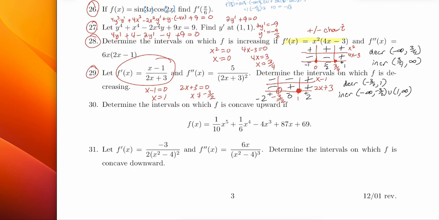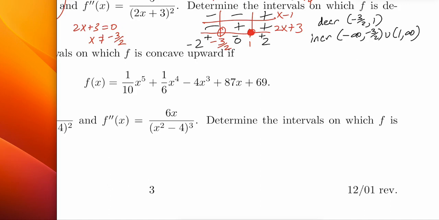If we could take a look at problem number 30. It says to determine on which intervals that f is concave upward. Now, remember that for our first derivative, the intervals where the first derivative is positive is increasing, negative is decreasing. The intervals of concavity, upward positive and downward negative, is for the second derivative.